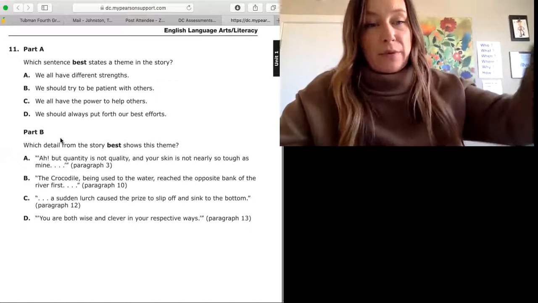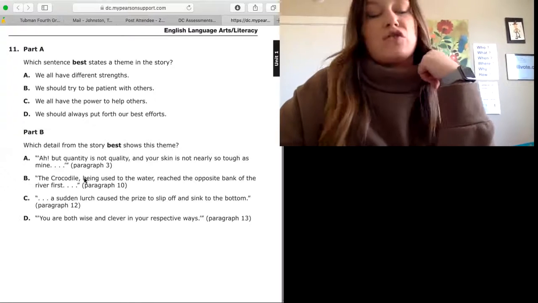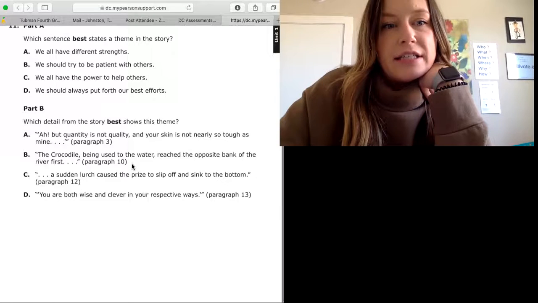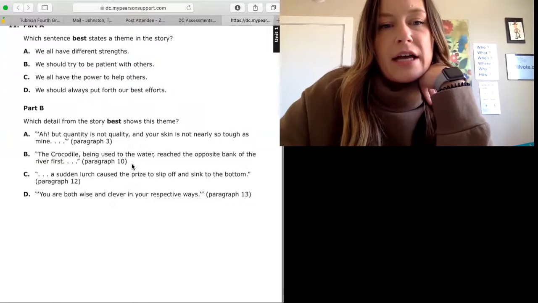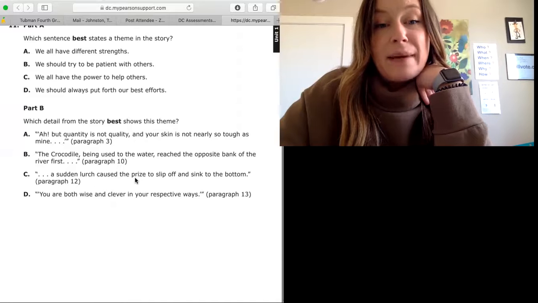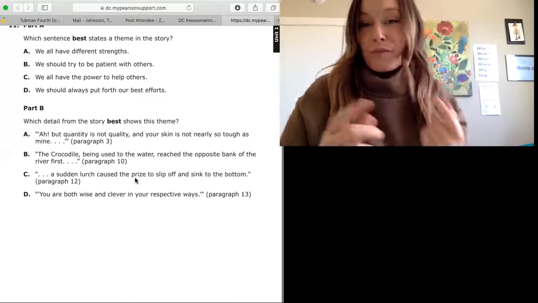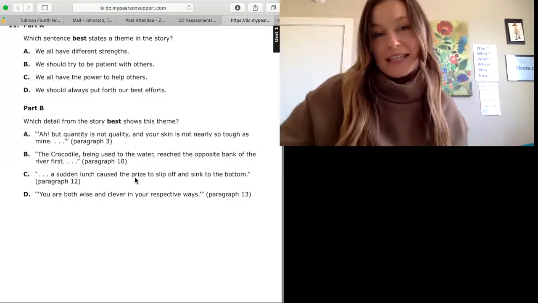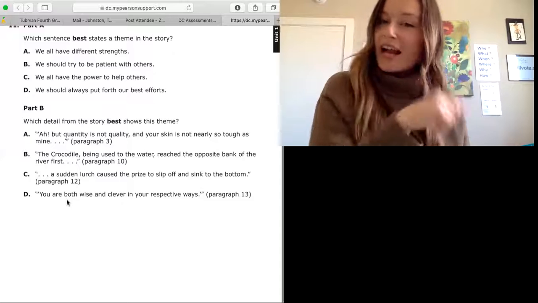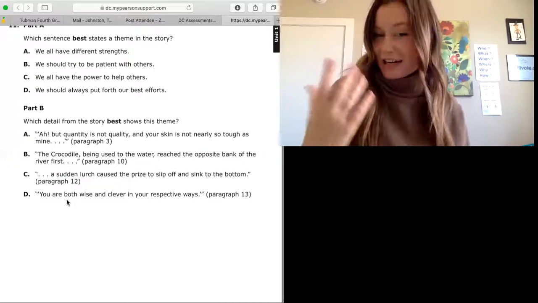So which detail best shows that we all have different strengths? A, but the quantity is not quality. Your skin is not nearly as tough as mine. B, the crocodile being used to the water reached the opposite bank of the river first. C, a sudden lurch caused the prize to slip off and sink to the bottom. D, you're both wise and clever in your respective ways. Oh, there it is. So you're both smart and clever in your own ways. So it's D. So if you had A and D for that one, go ahead and give yourself a check, a star, or a smiley face, and there you go.